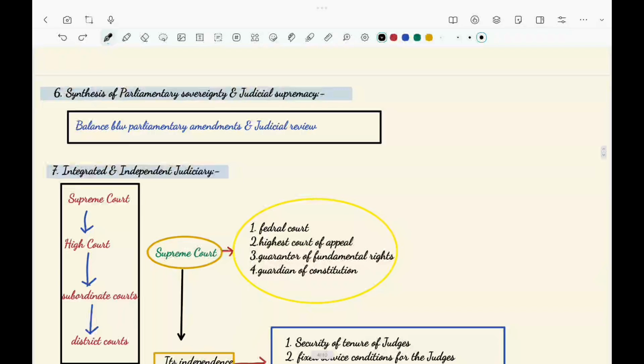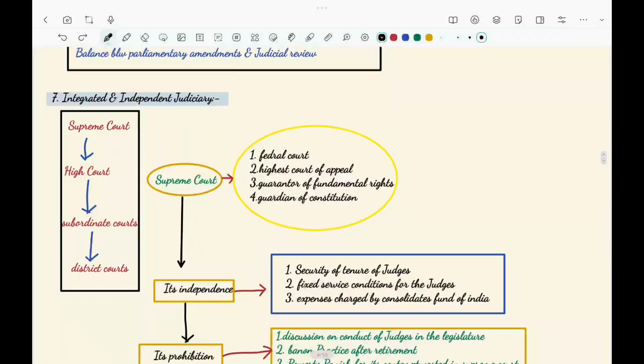Okay, and the next thing is the synthesis of parliamentary sovereignty and judicial supremacy. That means there will be a balance between parliamentary amendments and judicial review. And the next thing is an integrated and independent judiciary. First of all, there is a hierarchy of courts, where the supreme, the almighty for all over India, is the Supreme Court, and for states it is the High Court, then subordinate courts, and then the district courts. Okay, central, state, subordinate, and district. So what is so special about the Supreme Court?